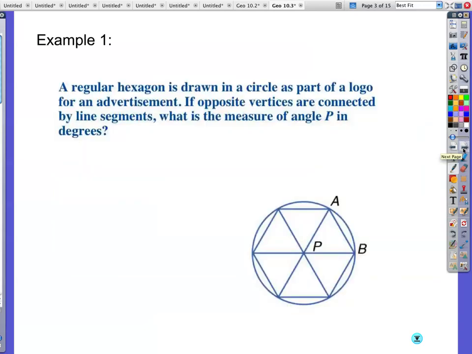A regular hexagon is drawn in a circle as part of a logo for an advertisement. If opposite vertices are connected by line segments, what is the measure of angle P in degrees? Okay, so all of these, it turns out, are going to be congruent. So I've got 360 degrees, and we're going to divide by 6 angles. So that's going to give you 60 degrees. We've got a regular hexagon, basically. All of these arcs are also 60 degrees, which means all of the central angles are 60 degrees. It also means all of these chords are congruent.